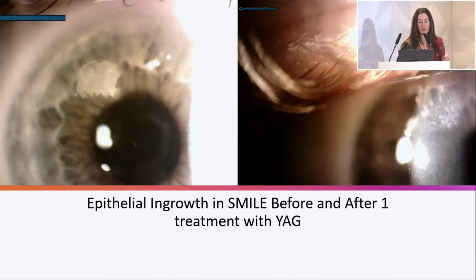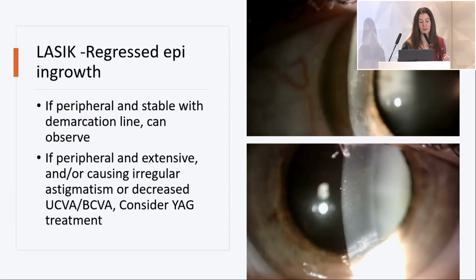She did not want to have it removed because it turns out that she was newly pregnant and she wanted to try and avoid any procedures that she could. And so we opted for YAG treatment. And you could see the before and after one YAG laser treatment, a lot of that has dissipated. It did take about 3 treatments for that to resolve. And for these peripheral epi ingrowth cases, I find it's really, really helpful.